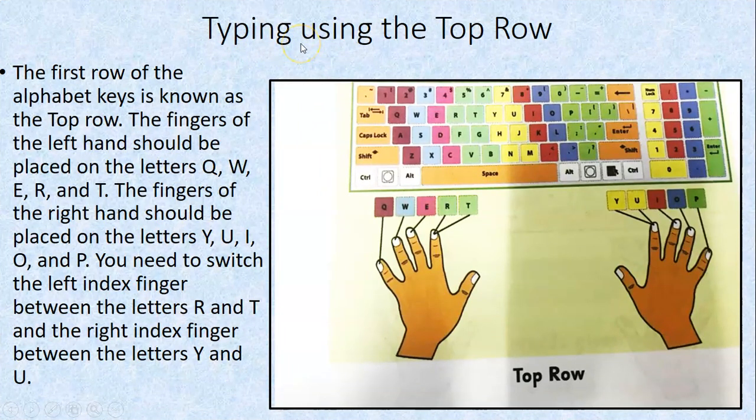Then doing the typing, children, using the top row. Let us see how to use the top row. You see the fingers are mentioned here.